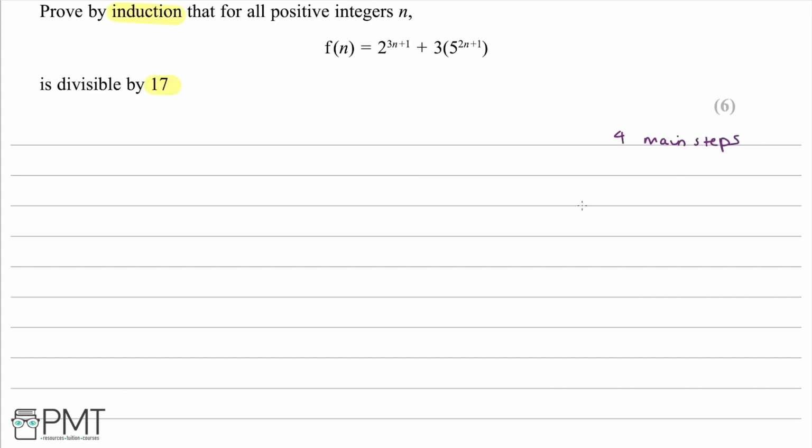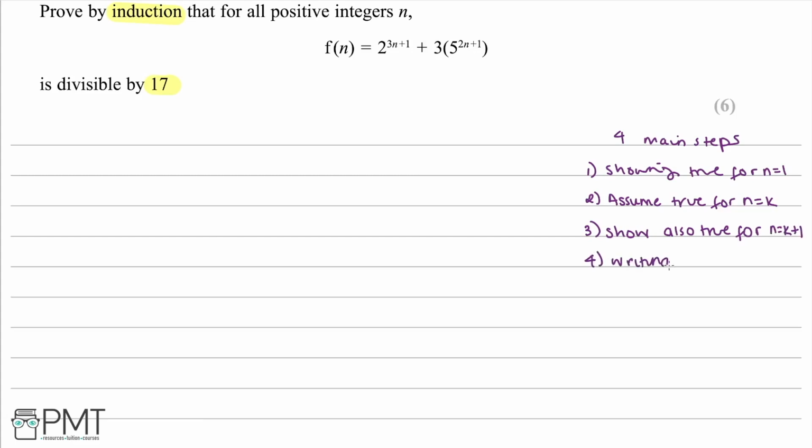These are, number 1, showing that it is true for n is equal to 1. Number 2, assuming that it is true for n is equal to k. Number 3, showing that if it is true for n is equal to k, it's also true for n is equal to k plus 1. And number 4, writing a conclusion. So first, let's carry out the first step, showing it's true for n is equal to 1. So we want to try for n is equal to 1.